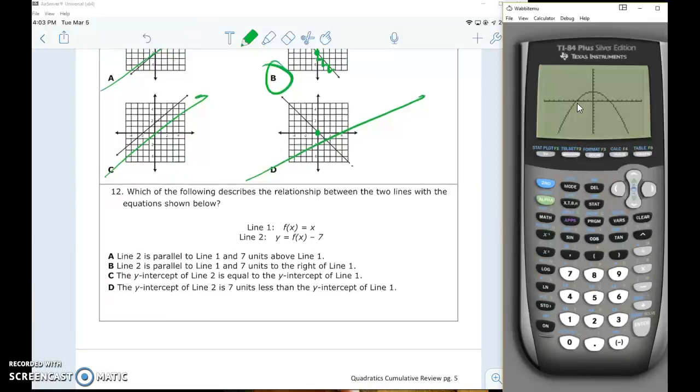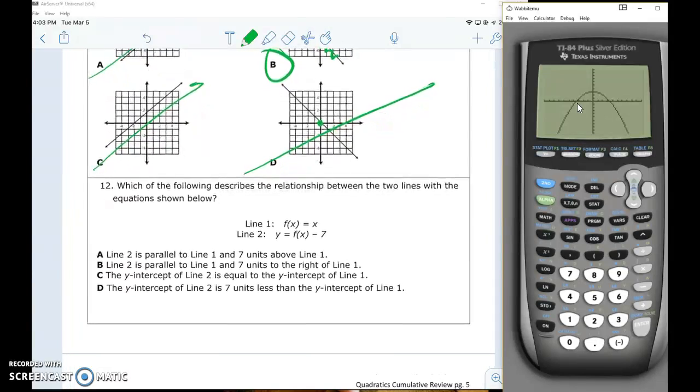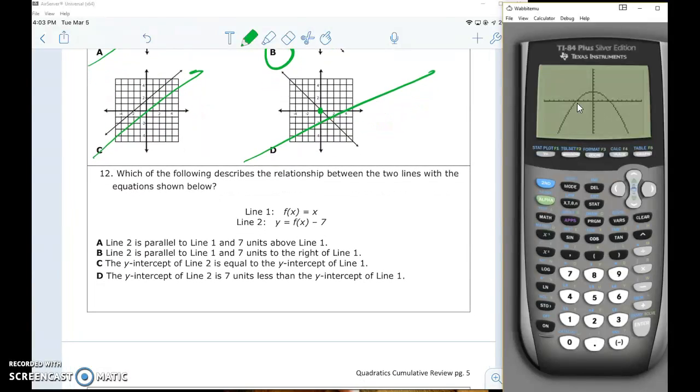Number 12. Which of the following describes the relationship between the two lines with the equation shown below? Line 1, f of x equals x. This is our parent function. Line 2, y equals f of x minus 7. Remember, f of x is just x here, the parent function. So this minus 7, if we think about our transformations, causes our graph to go down 7 spaces. Notice that the slope is the same. It did not change.